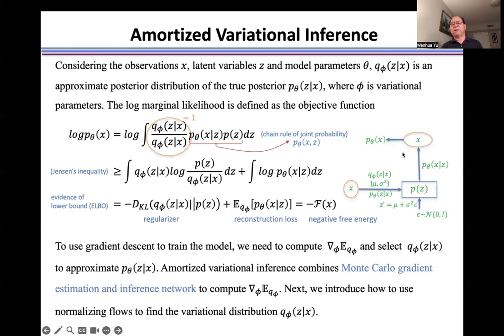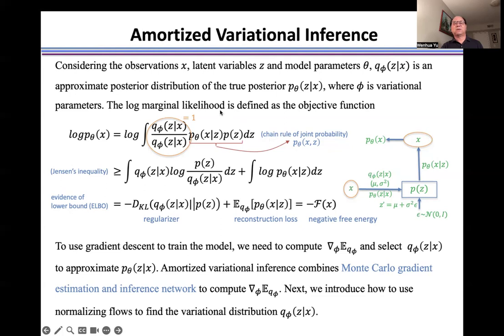To use backpropagation to train a generative model, we use reparameterization to introduce noise to a generative model. Normalizing flows find the variational distribution Q to approximate the true posterior P.